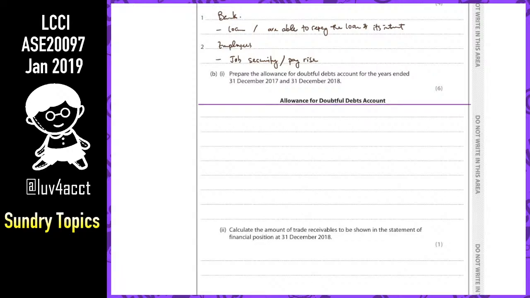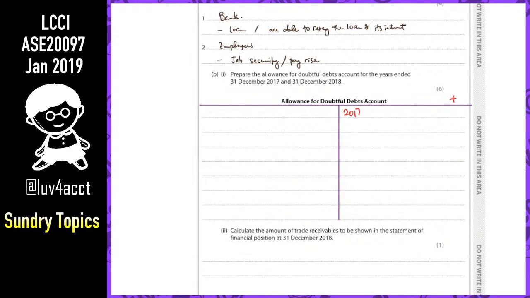Because you don't even have to adjust for the irrecoverable debt. Okay, so allowance for doubtful debt is in the credit side, so everything goes to the credit side if it is an addition, and if it is a subtraction, deduction, then it will go into the debit side. Year 2017, 1st of January, you have an opening balance, 5,000, and then by the end of the year, 31st December, you have to get 1,000 more, so that you have a balance of 6,000.